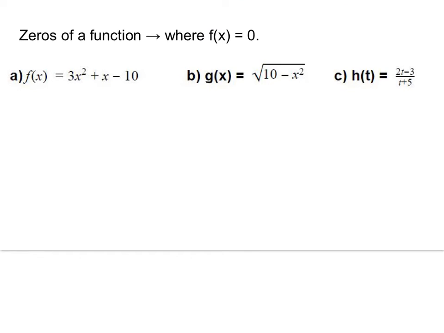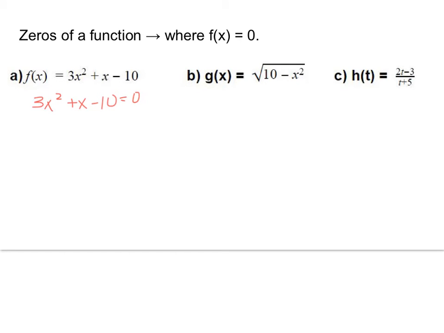Let's talk about finding the zeros of a function. So that's where f of x is equal to 0. As I do this, really what I'm saying is, where is it equal to 0? And so these are going to be problems that we've kind of looked at before. So 3x squared plus x minus 10 equals 0. Now we can solve these any way possible. And so in this case, I'm going to factor it.